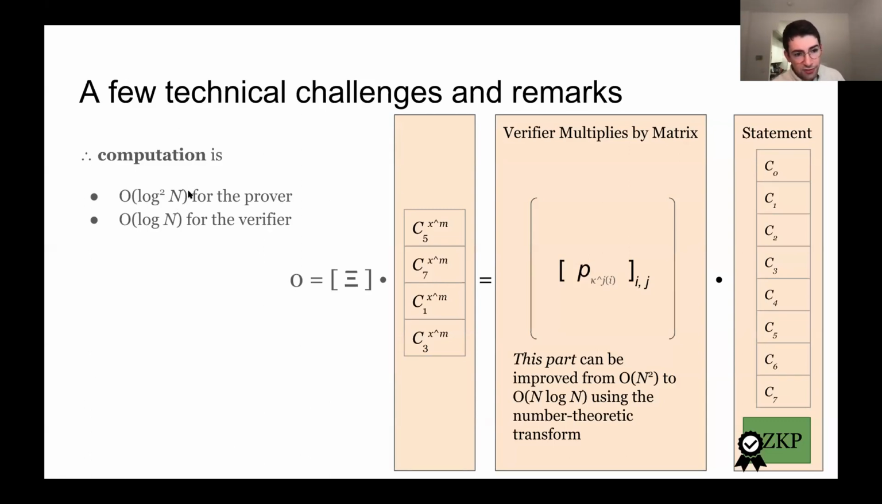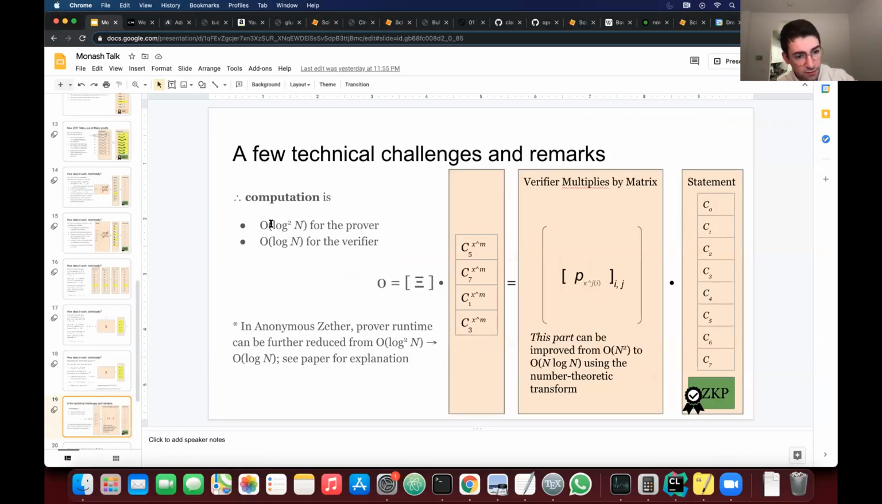Technically the prover has to do this for each degree, 0 up to m-1. So this is actually log squared n for the prover and log n, this should be n log squared n and n log n. So let me just do that.